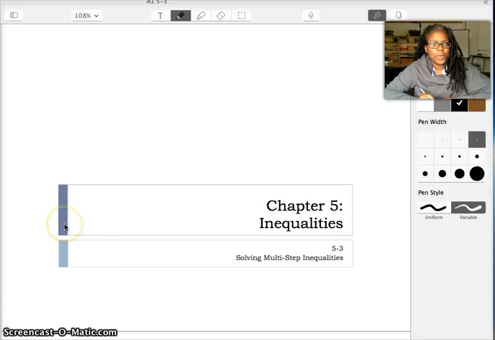Hey, good people. We are in chapter 5 and we're looking at inequalities, and we're in section 5.3, which I think you guys actually already have the skills to do pretty well with, but I think we're going to use this time to review some concepts and things that we need to make sure that we have perfect. So section 5.3 is really solving multi-step inequalities, which you're going to see is a lot like solving multi-step equations. Let's take a look at the first example.